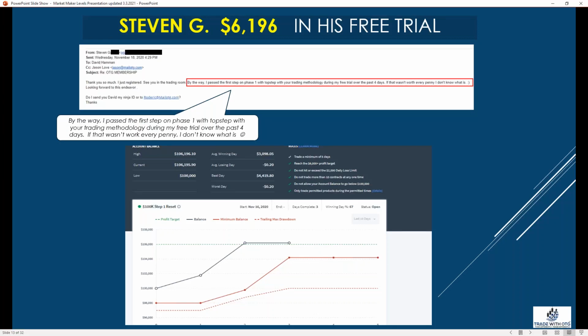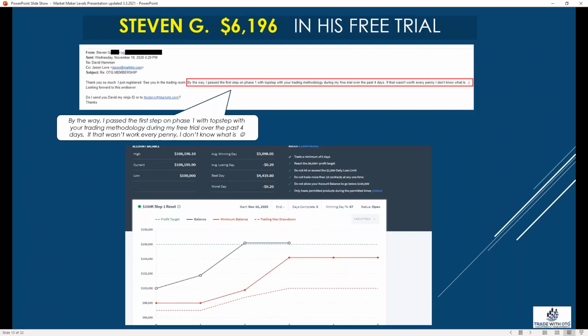Stephen G was a guest. And during his free trial, he became a member. He said, by the way, he sent me this email: I passed the first step on phase 1 with Top Step with your trading methodology during my free trial over the past 4 days. If that wasn't worth every penny, I don't know what is, right?